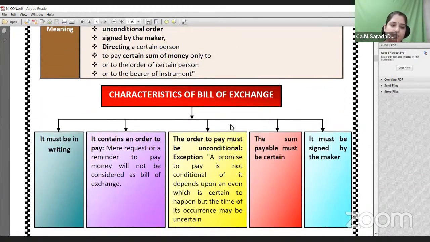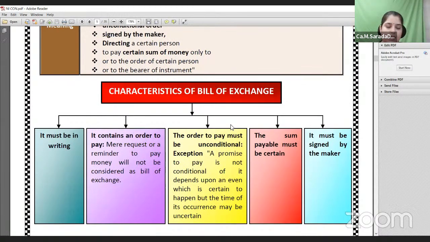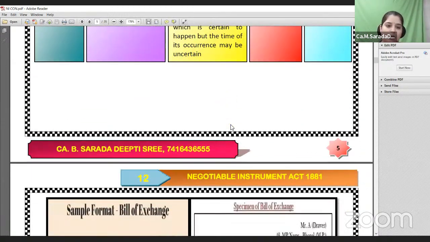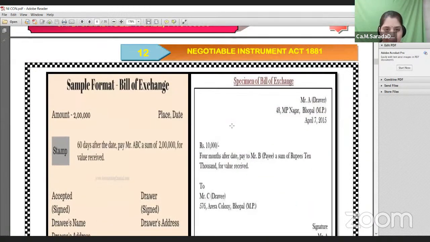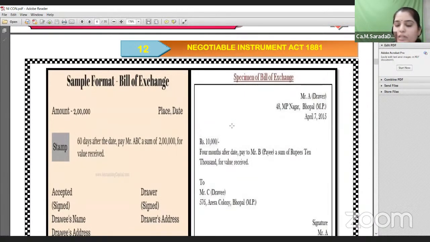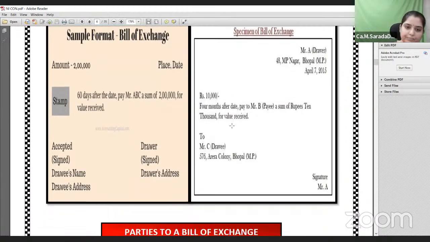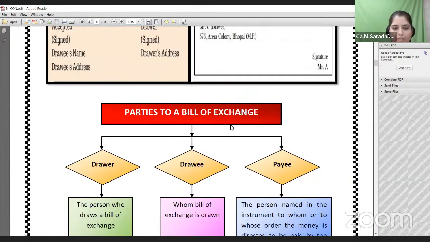So, this is also the same. In the same way, it is in writing to pay a certain sum of money, and the money should always be in money form, not in kind, and it is signed by the drawee. These are the important characteristic features of a bill. So, this is the format of a bill. Can we endorse this instrument? Yes, we can endorse it until the principal debtor makes a payment. That is for the bill of exchange.